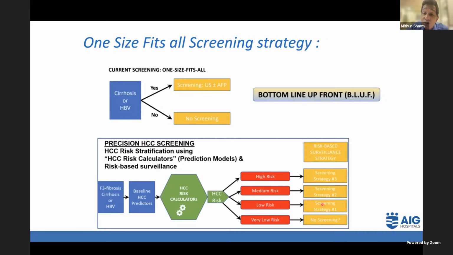like let us do an alpha fetoprotein every 6 months with an ultrasound, maybe a screening strategy 2 for a medium risk, where we screen a little more frequently, or maybe in the high risk, we can do a cross-sectional imaging like an MRI once in 6 months. These are all risk-based surveillance strategies, which are still in the pipeline, but not yet approved by any guidelines. But this is what the future looks like, because every tumor missed is a life lost in the end.